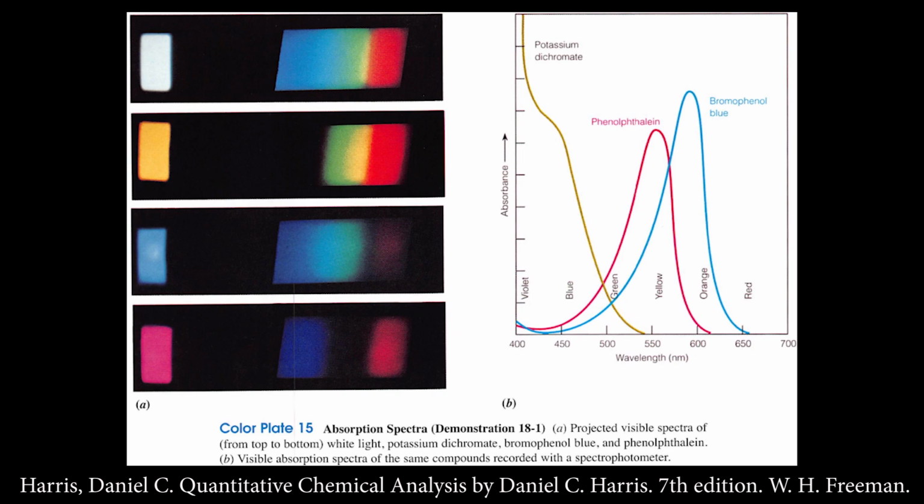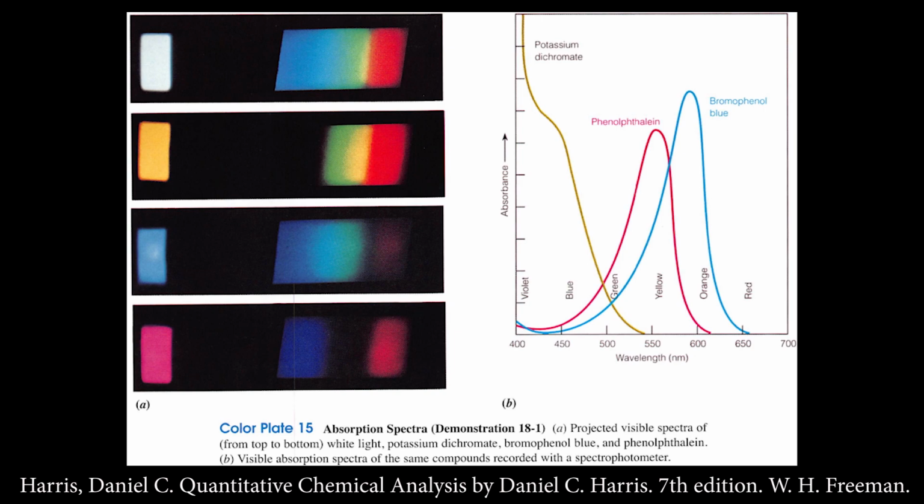If we look at the bromophenol blue, on the left we can see it appears blue when we look at it under white light. But that's because that's what's left. If we look at the monochromator output, the ROY G. BIV output from what's left over, we see that the blue is left over, a little bit of green, but the red is greatly diminished. The yellow, orange, and red is greatly diminished.